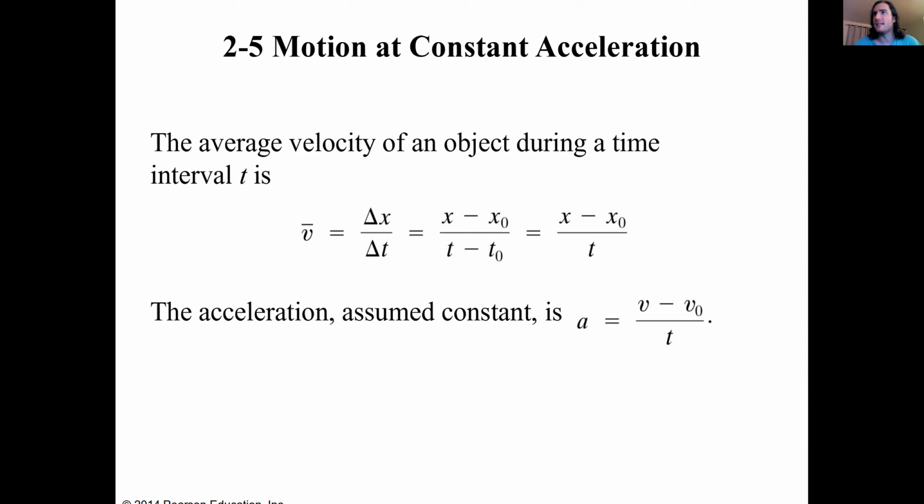Oftentimes we can just set our initial time to 0, right? And so on the far right over here, we see that we have x minus x0 divided by just t. So we've decided t initial, or t0, is equal to 0.